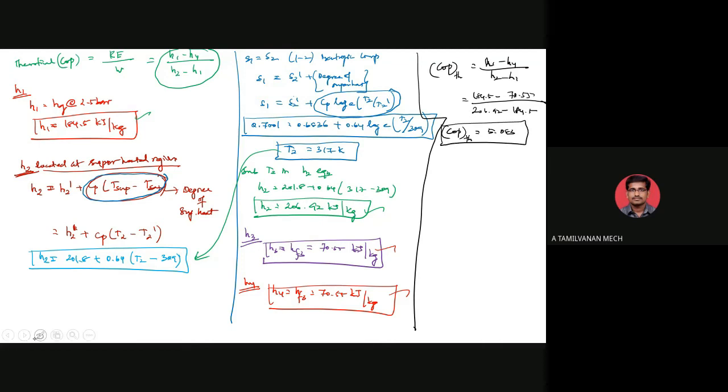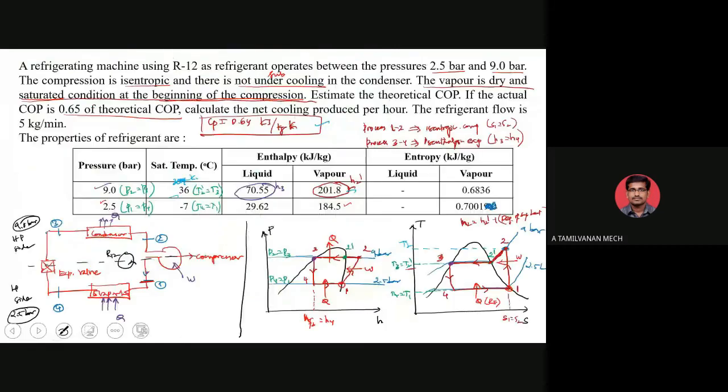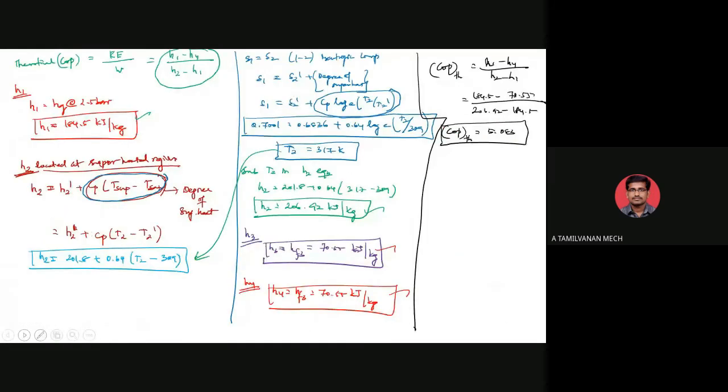Next you are going to find the actual COP. You can find the actual COP with the help of the relation that it is 0.65 of the theoretical COP. Then you can write COP actual is equal to 0.65 into COP theoretical. So we can find that COP actual is equal to 3.304. You found the theoretical and actual COP.